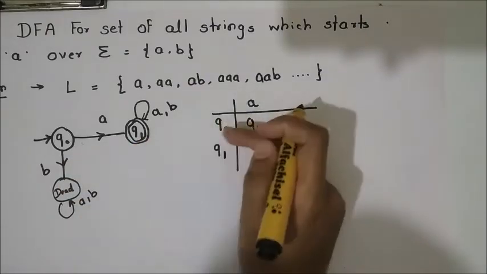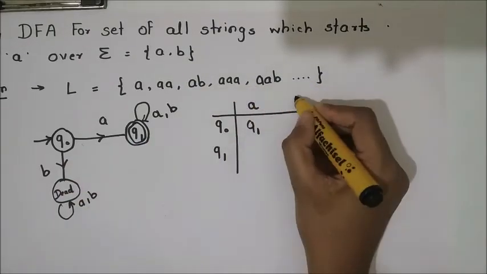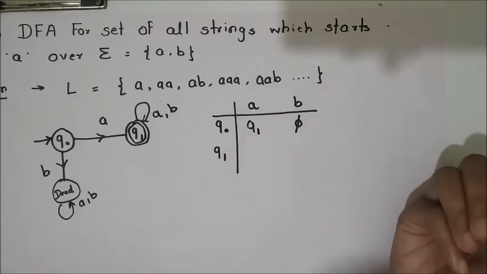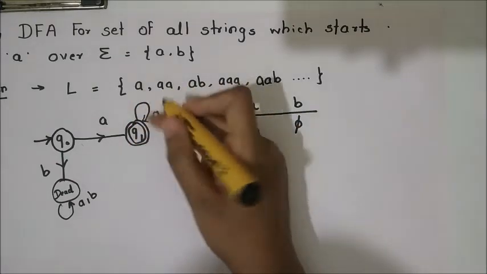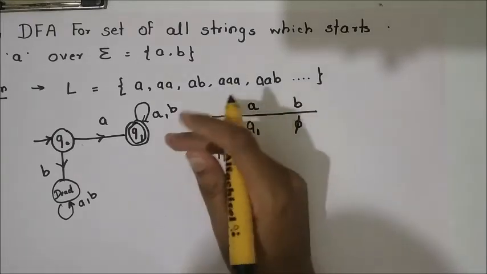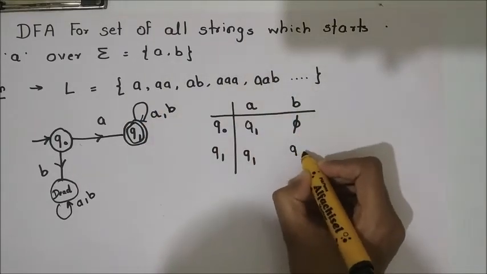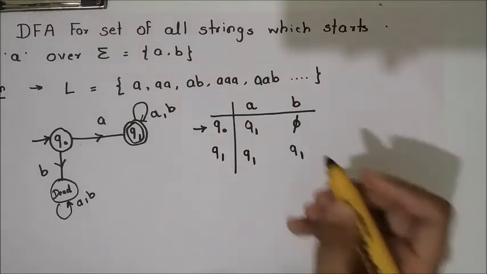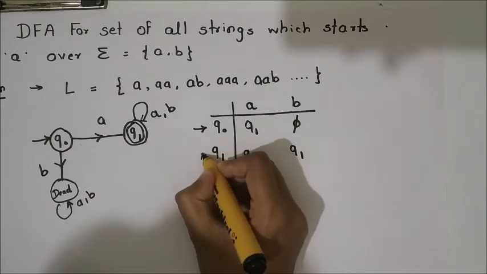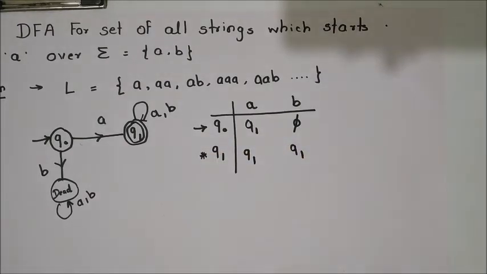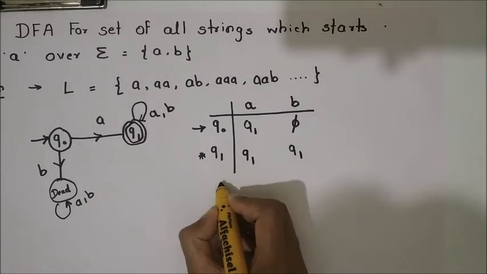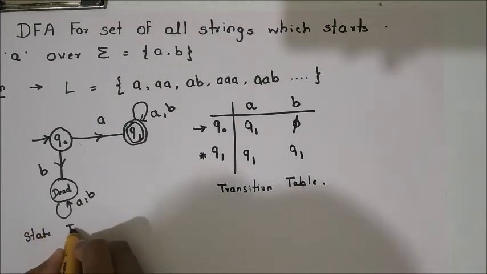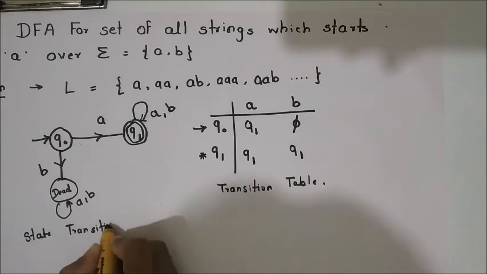There are two states, Q0, Q1 and two input alphabets A and B. Q0 on B goes to the dead state. I'll denote the dead state as the null state. Then Q1 on A goes to the same state, that is Q1. And Q1 on B goes to the same state, Q1. The start state I am showing by an arrow, and let's show the final state using a star. So this is the transition table and this is the state transition diagram.